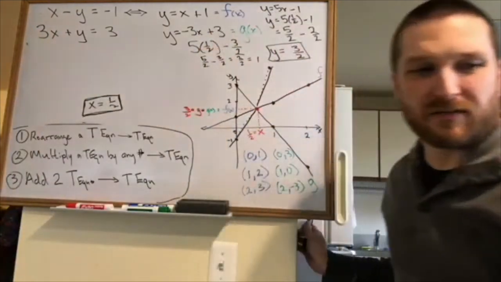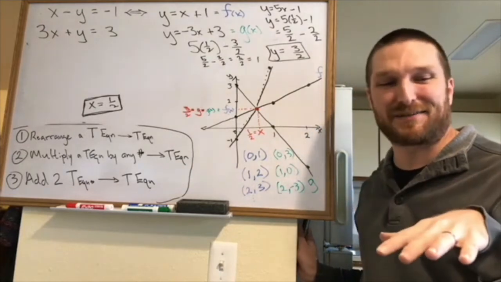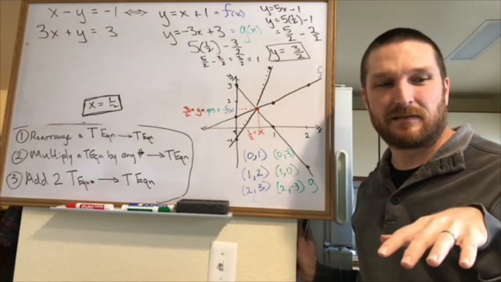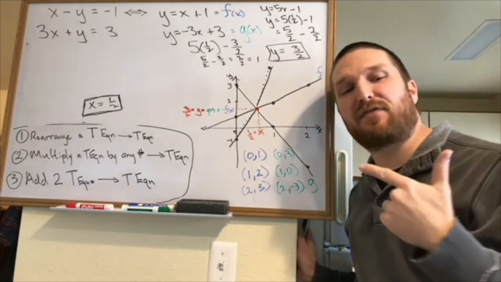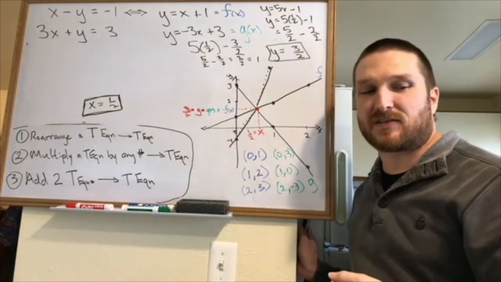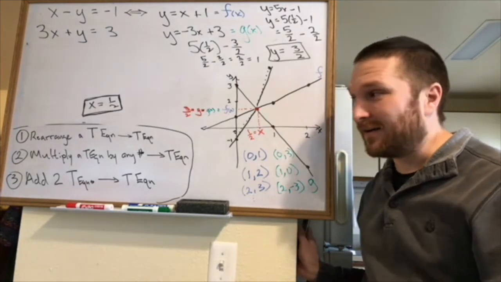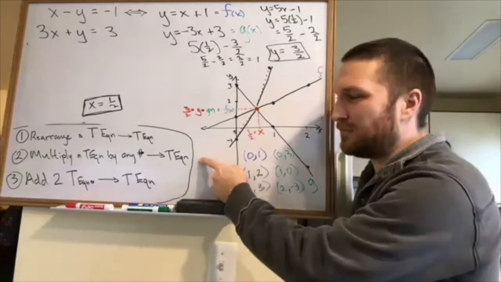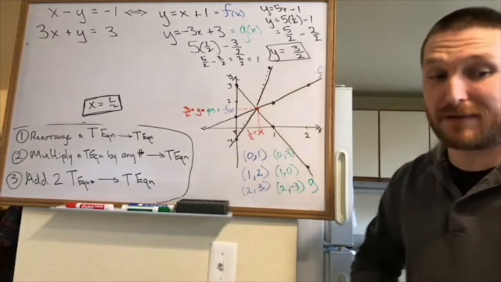How do I get rid of a positive 3? What do I add to positive 3 to kill my positive 3? Negative 3. So it's like, if there were a negative 3 in front of that x, I'd be good to go. How do I get a negative 3 in front of the x? Well, I could multiply an equation by any number. So how about I multiply that top equation by negative 3?